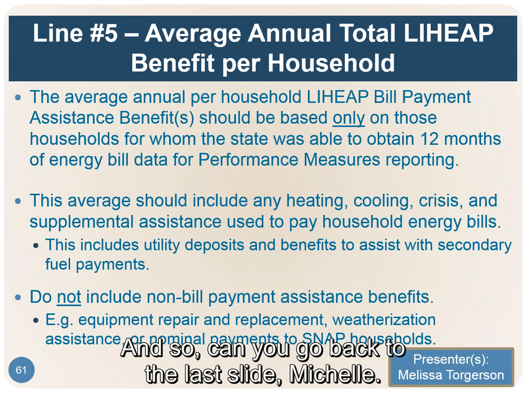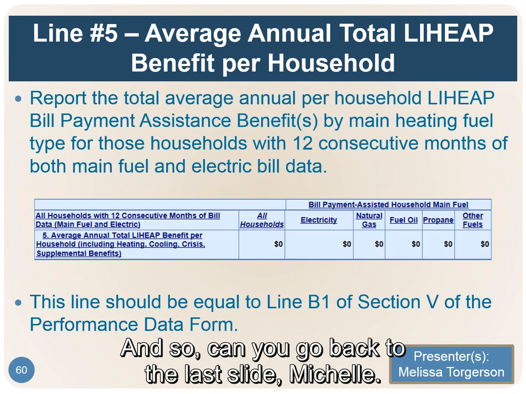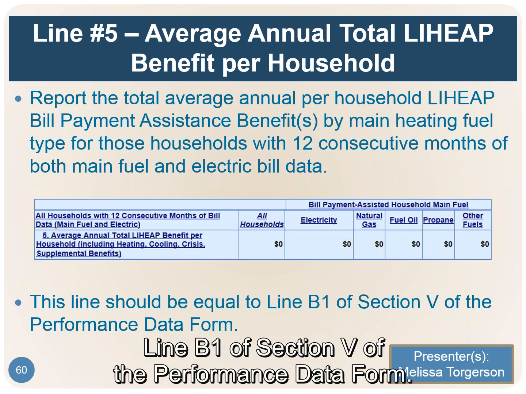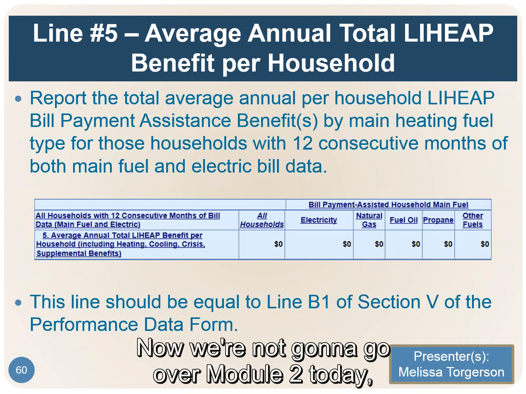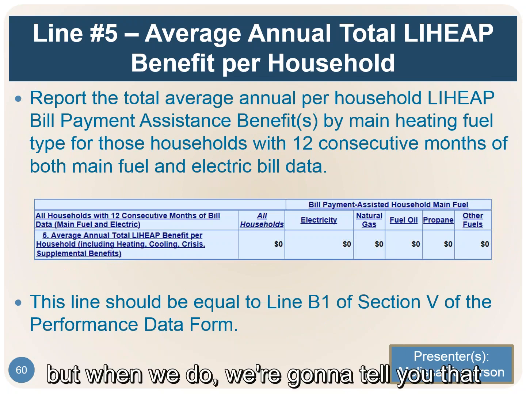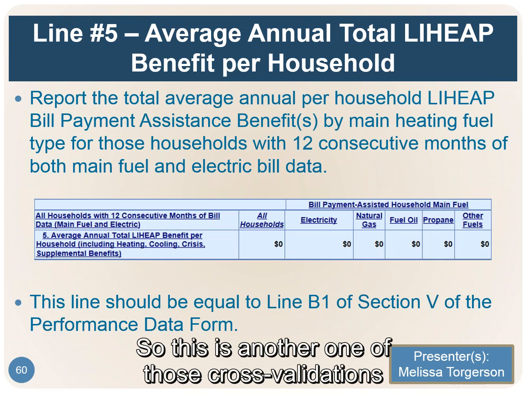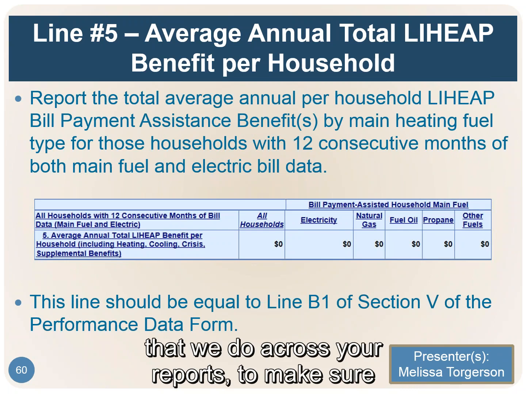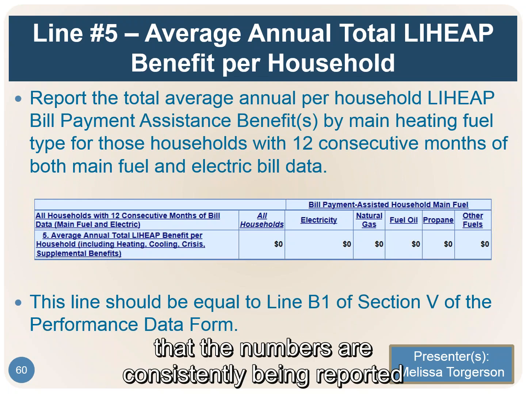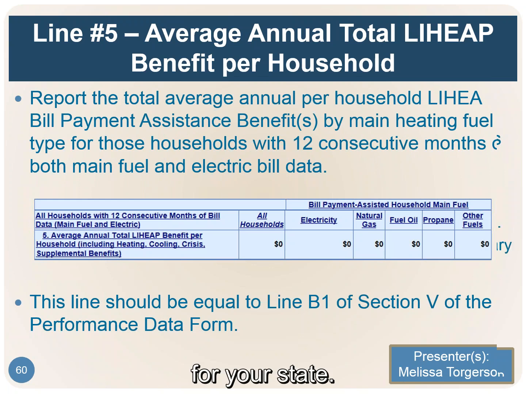And so can you go back to the last slide, Michelle? So this line should be equal to line B1 of section 5 of the performance data form. Now, we're not going to go over Module 2 today, but when we do, we're going to tell you that line B1 should match this line in your grantee survey. So this is another one of those cross validations that we do across your reports to make sure that the numbers are consistently being reported for your state.